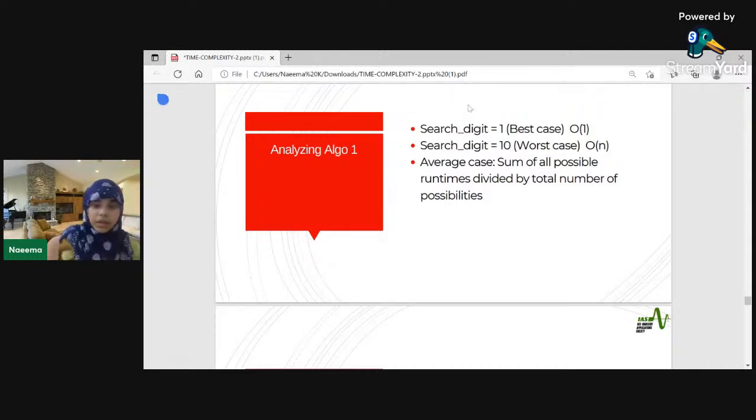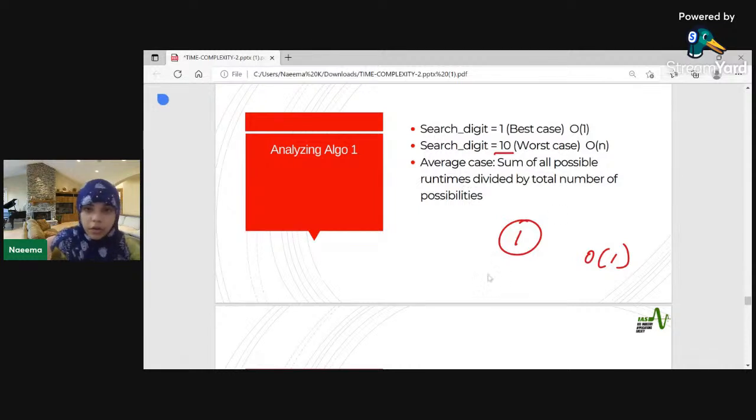In this case, when the search digit is 1, no matter how big the array is, no matter how many elements the array consists of, the time remains constant because the search digit is found in the very first step. Hence, the time complexity is big O of 1. It's constant time. The worst case would be when the search digit is the last element of the array.